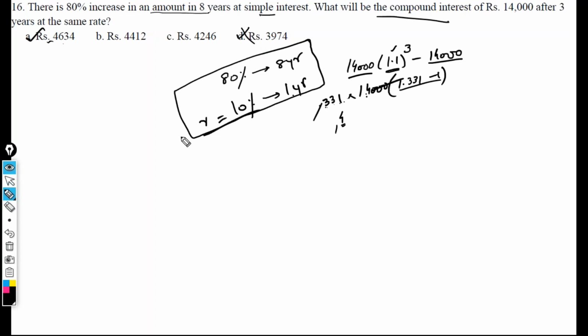Wait, Surekha, wait. I hope this is clear to each and every student now. Those who were not able to answer.